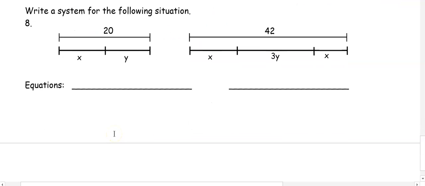Number 8, write an equation for the following situation. So we have these 2 pieces together that are making this longer piece. So if we add the smaller pieces together, we get our larger piece. So x plus y equals 20. In the second part, we have 3 pieces that equal a length of 42. So if we combine them together, x and x is 2x plus 3y equals 42.